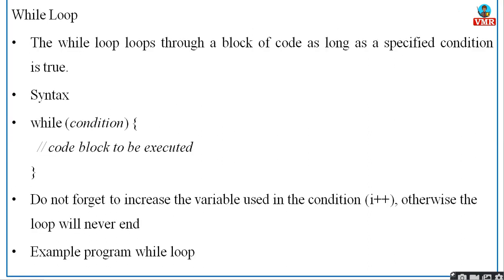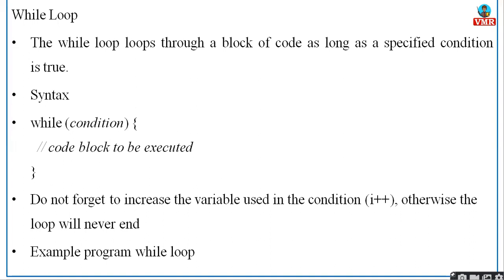So what is a while loop? The while loop loops through a block of code as long as a specified condition is true. Whatever condition you provide for that while loop, until it is true, you will execute that particular set of statements. In order to repeat those statements n number of times, you need to check the condition there.